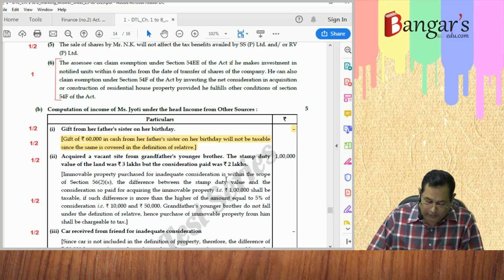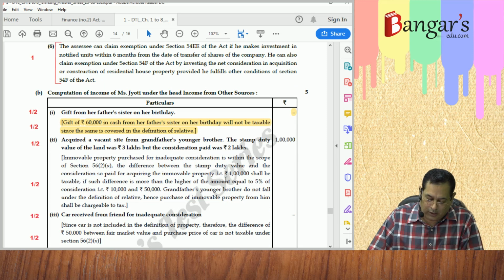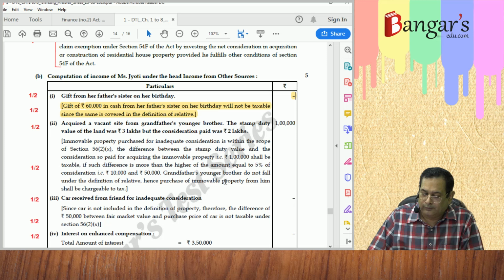Then acquired vacant land from grandfather's younger brother. The stamp duty value is rupees 3 lakhs, and she has paid consideration of 2 lakhs. The grandfather's younger brother does not come under the ambit of relative, and hence taxability will arise. Since the difference between the stamp duty value and the consideration paid exceeds 5% of the consideration or rupees 50,000, whichever is higher, taxability will arise. It will be chargeable to tax under income from other sources.